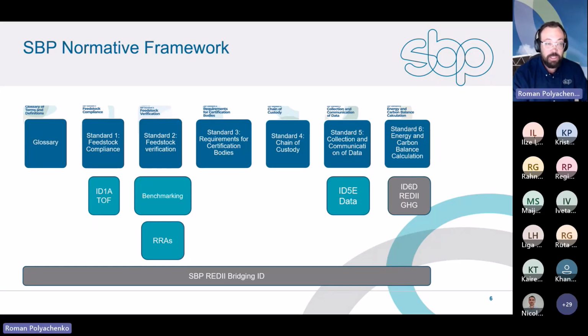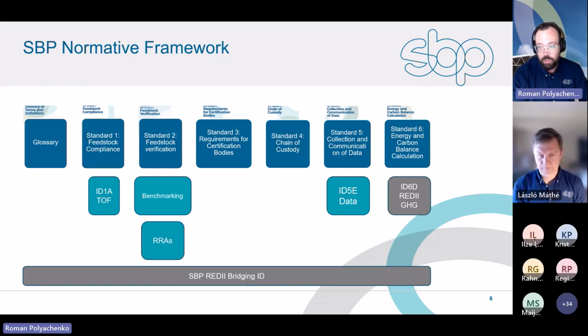Standard 4 is traceability and chain of custody. Standard 5 is collecting and communication data. And Standard 6 deals with the greenhouse gas calculations of emissions. Glossary of terms and definitions explains key terms used in the standards. And we also have several instruction documents, benchmarking reports, regional risk assessments, and the bridging ID for RED 2. So we will explain how these things work with the standards.